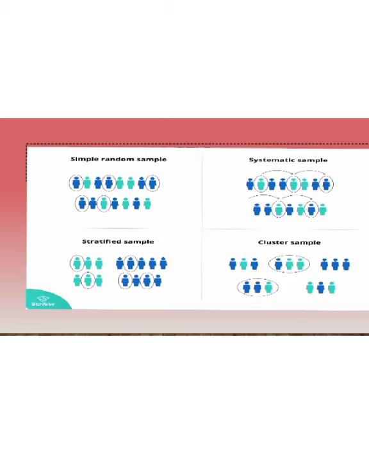I think it's easy. Simple random sample. So again, there are four different types of probability sampling.